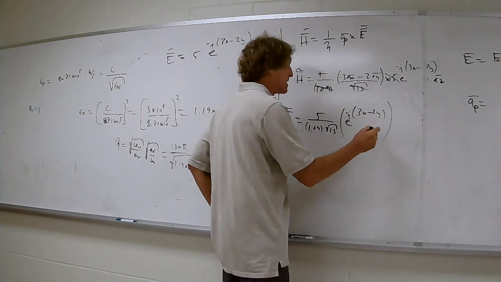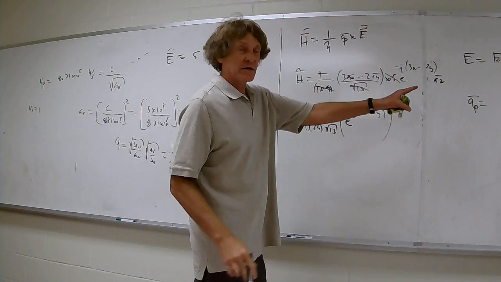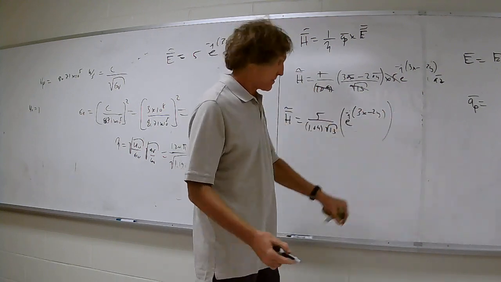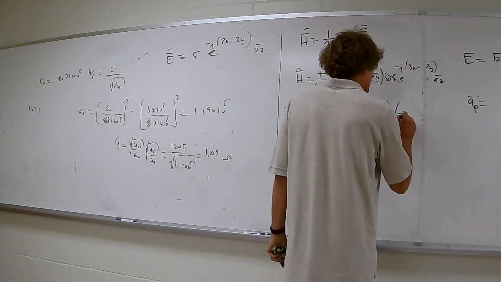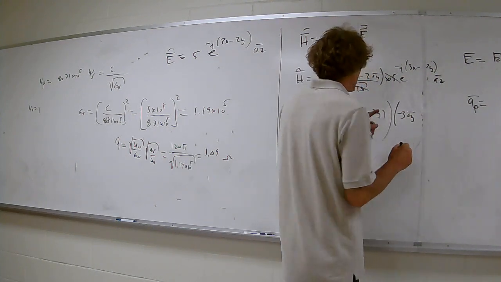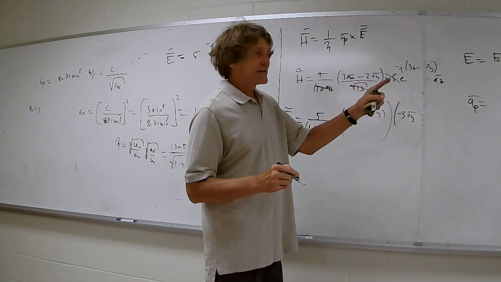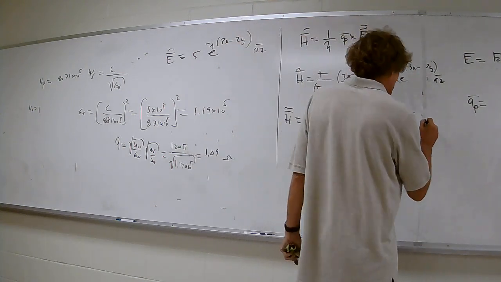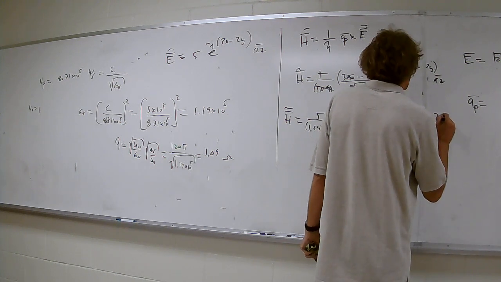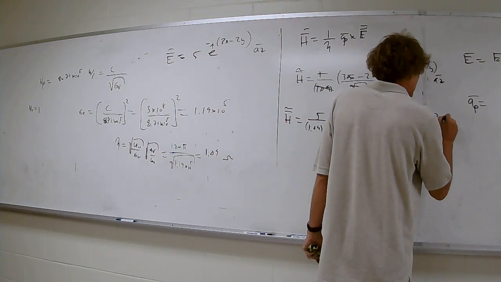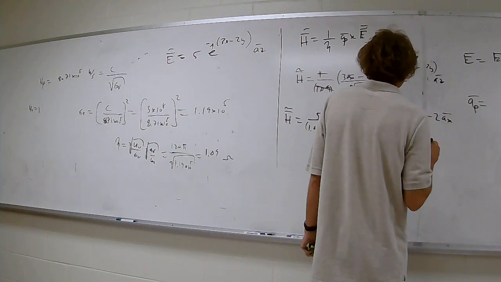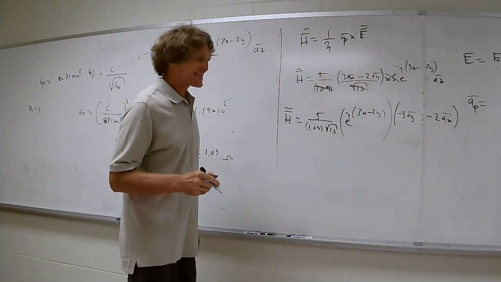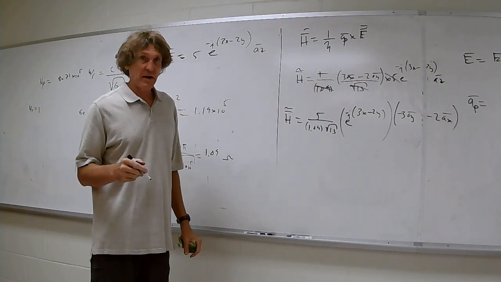That's out in front. Now I need to take ax cross az, which is minus ay. So we're going to have minus 3ay, and then we have ay cross az is ax, so minus 2ax. Right? And that's it. So that's H in the phasor domain, right? How do you get the time domain?